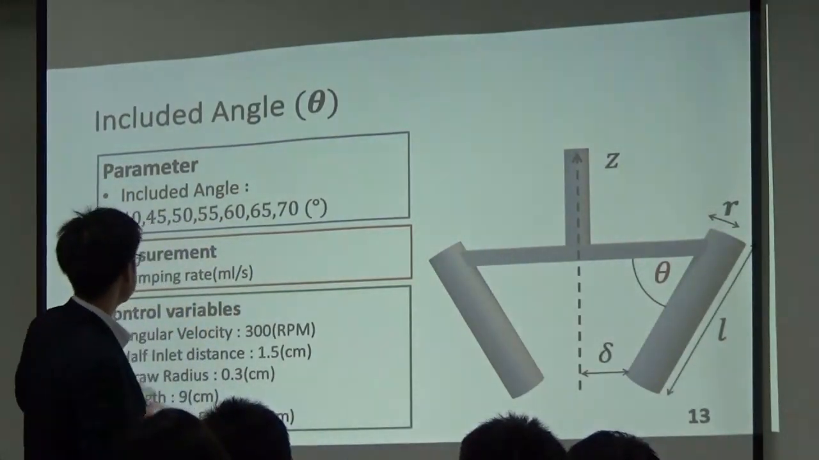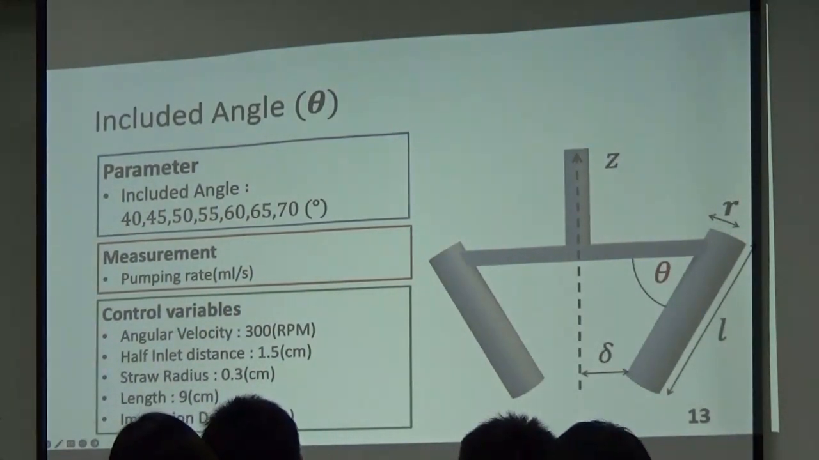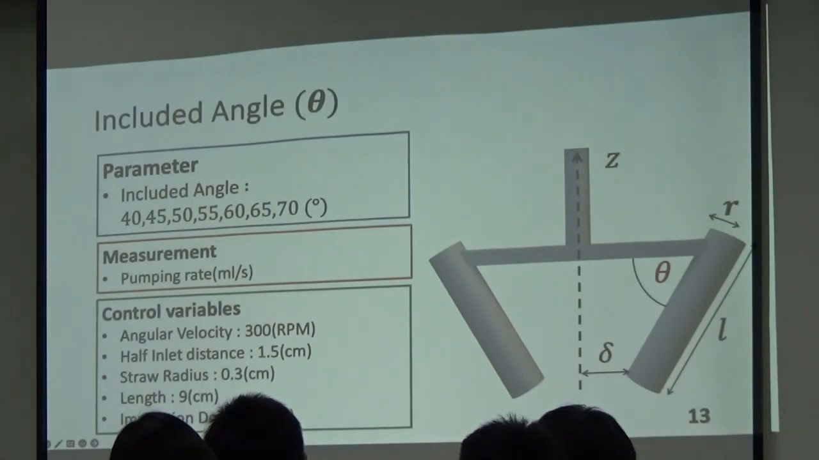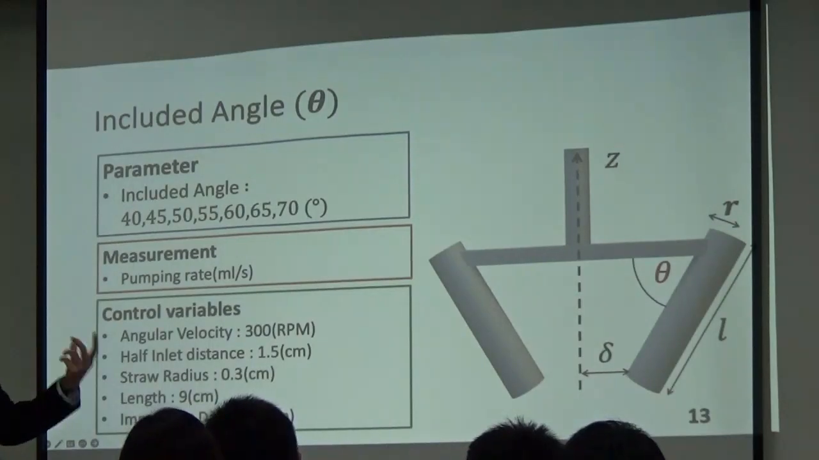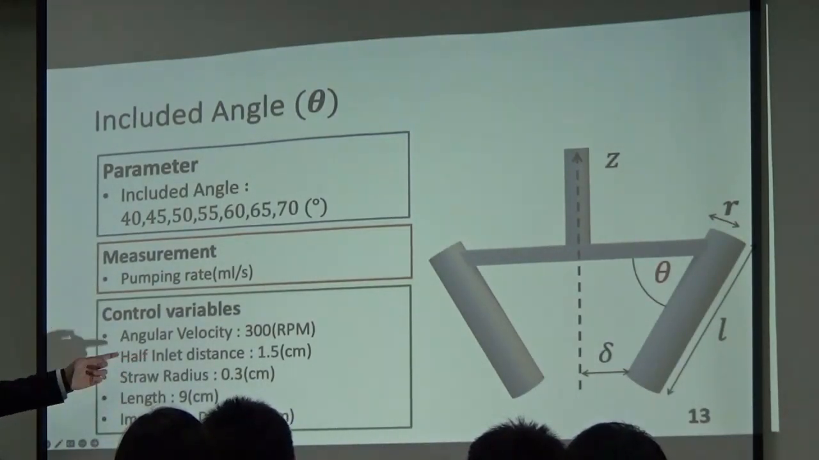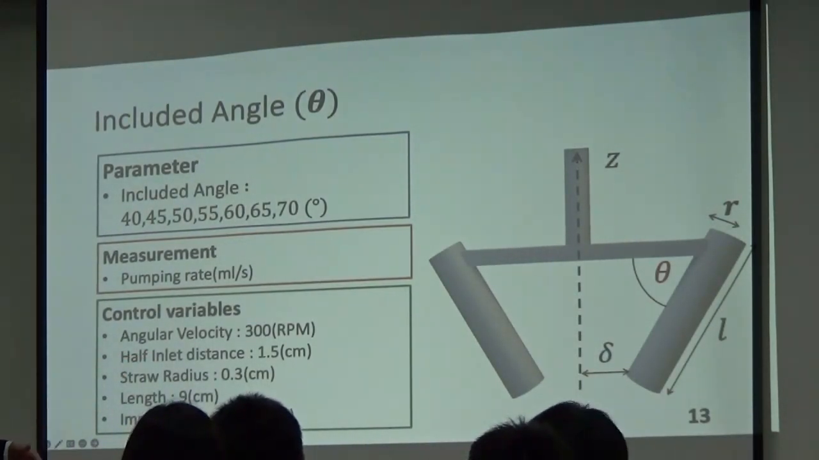And it is ranging from 40 to 70 degrees. And for the measurements, I will measure the pumping rate. And the control variables will be the angular velocity that the motor gives them, the half-fin distance, straw radius, length of straw, and immersion depth.